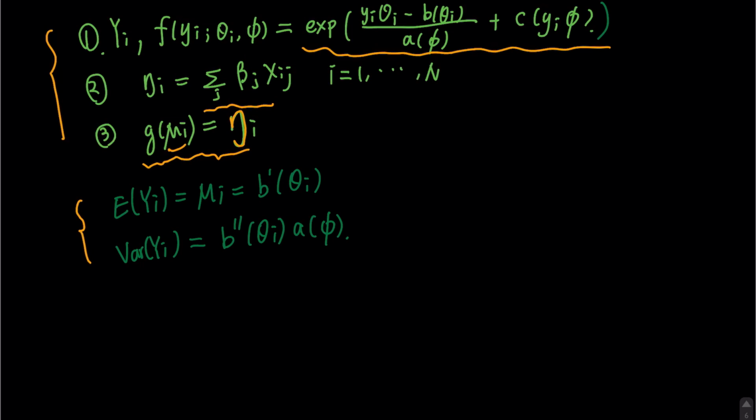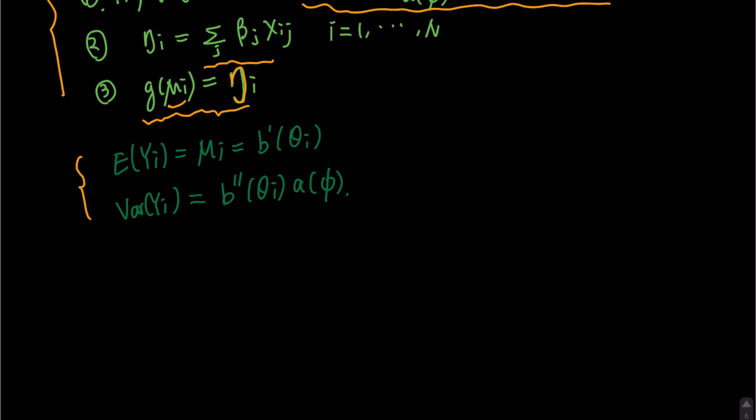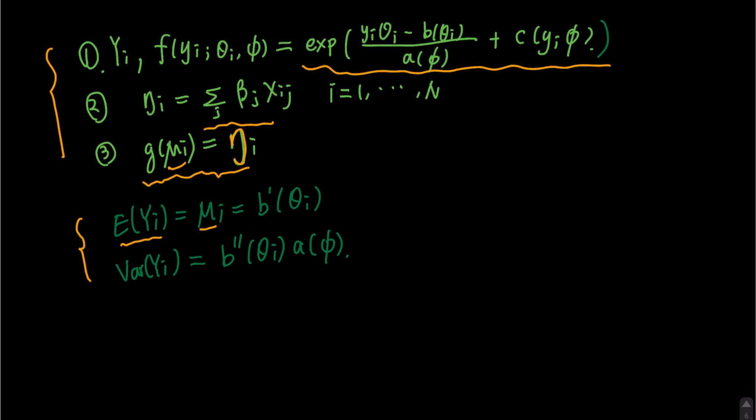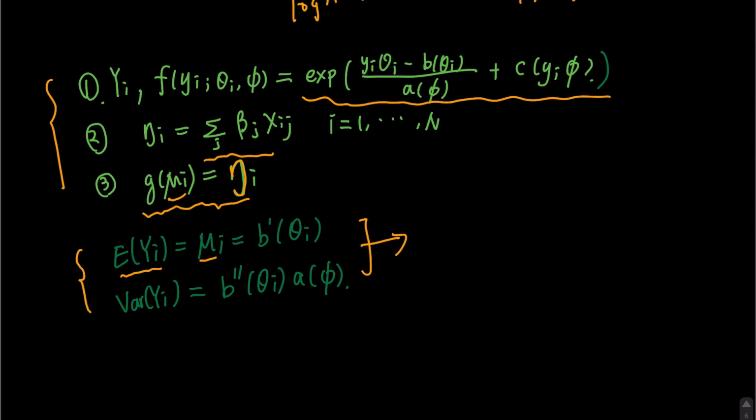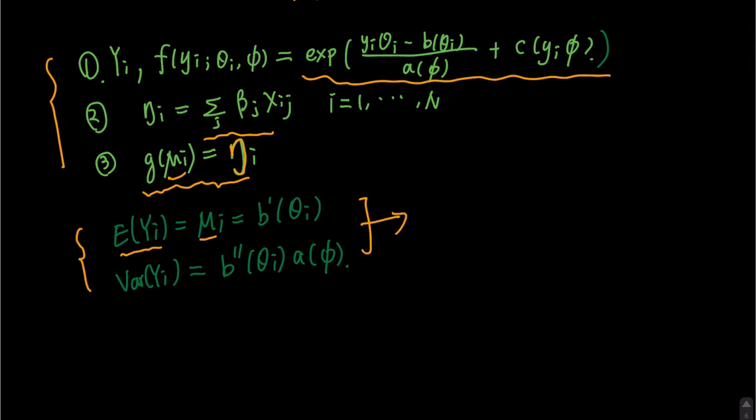And we will also use two other results that will be part of our derivation. The first one is that the mean of yi, which we denote as mu i, is equal to the first derivative of b(theta i). And then the variance of yi is equal to b double prime (theta i) times a(phi). We derived these two conclusions from some facts about maximum likelihood, so you can go check out my second video, where I give very detailed proofs.